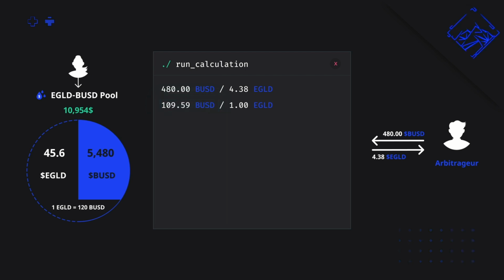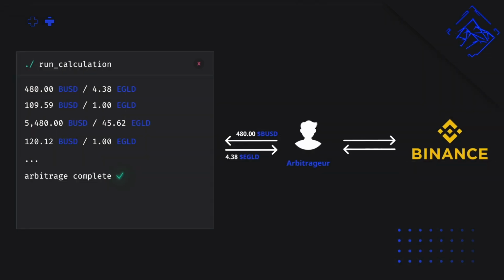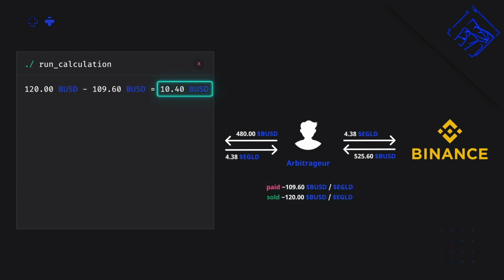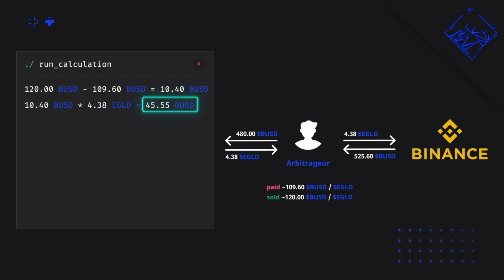But, the price of EGLD in the pool is already 120 BUSD, and we can check this by simply dividing the updated BUSD with the updated EGLD in the pool. The arbitrageur will sell the 4.38 EGLD that he bought at an average price of 109.6 BUSD per EGLD, for 120 BUSD on Binance, therefore making a 10.4 BUSD profit per EGLD, so a total profit of $45.55.